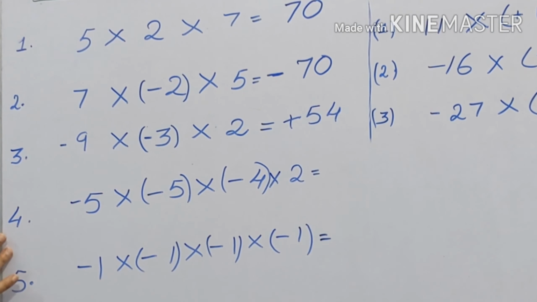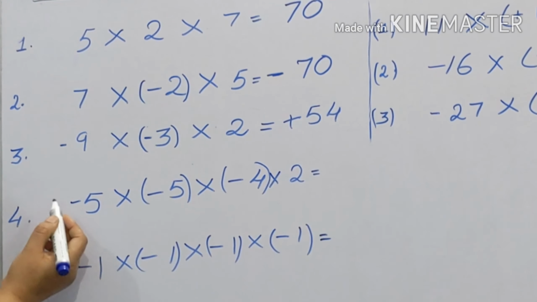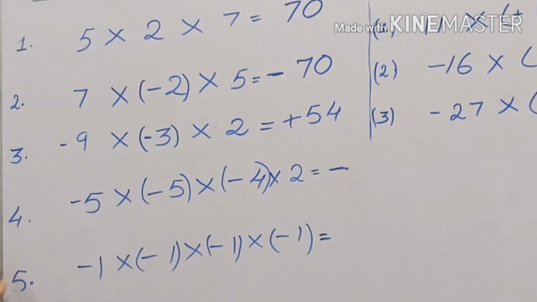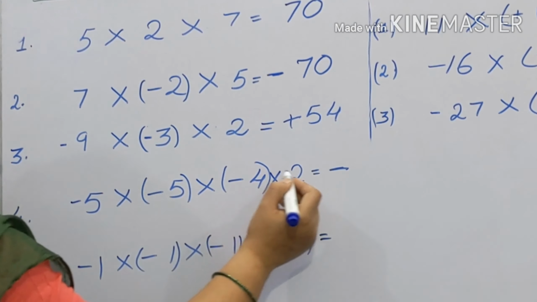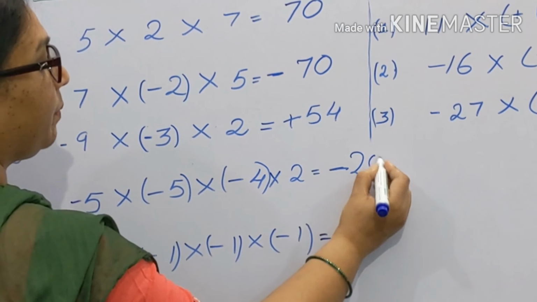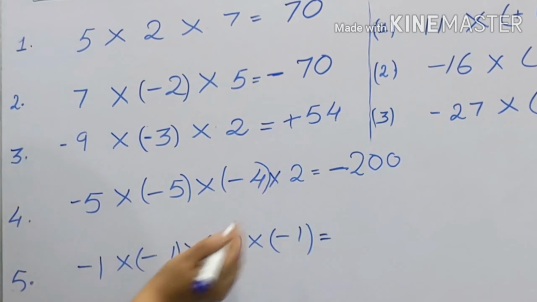Example 4. Again you see here, there are three integers with a negative sign. 1, 2, 3. Now do multiplication. 5 times 5 is 25, 25 times 4 is 100, 100 into 2 is 200. Hence the product of these four integers is minus 200.